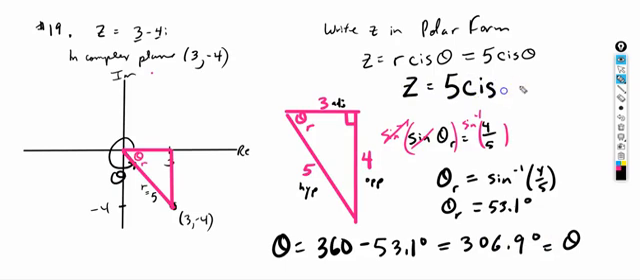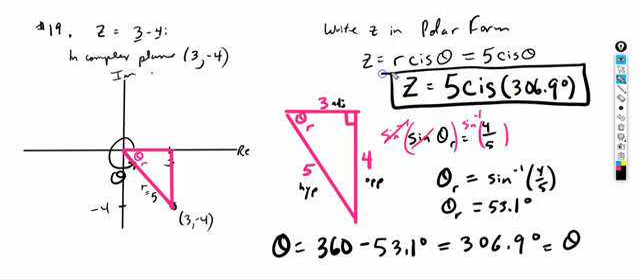And so now I have this in polar form. It's 5 times cis of 306.9 degrees. And that's my answer for that one. Okay. Again, in the book they give this in longhand. So 5 times cosine of 306.9 degrees plus i times sine of 306.9 degrees.